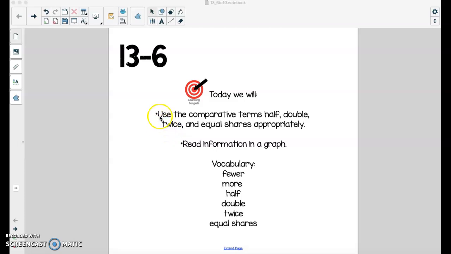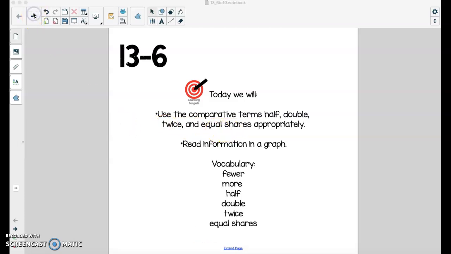So today we're going to be using comparative terms: half, double, twice, and equal shares appropriately. We're also going to read information in a graph. Here are some of the words we're going to be talking about: fewer, more, half, double, twice, equal shares. You're like, holy cow, Miss Miller, that is so many big words. So comparative terms means we're going to be comparing two things against each other. And we're going to talk about half as much, double the amount, twice the amount, and equal shares.